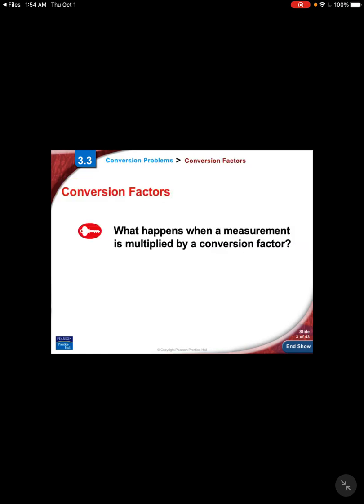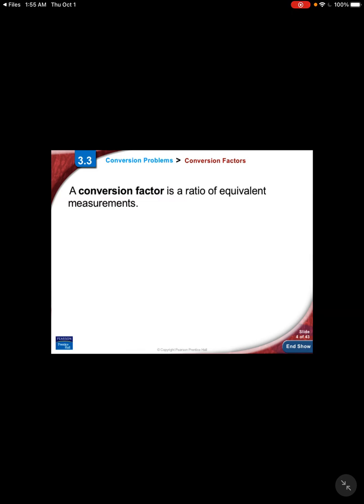So when you take a measurement and convert it by multiplying by a conversion factor, what we're doing is multiplying by 1, so that our measurement remains the same, but is expressed differently. And by the same, I mean remains equivalent, but becomes expressed differently. And I'll show you a lot of examples here in a minute.